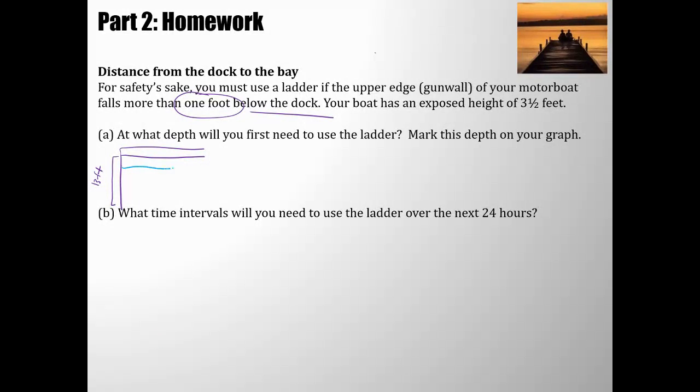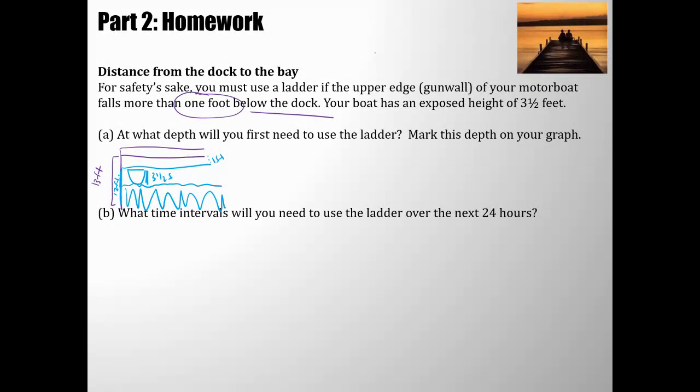So down here, this distance, that blue distance, is 12. This little thing in here, that's 1 foot. So the top of the boat has to reach that, the upper edge. And I'm going to attempt to draw my boat. Right, and the part of my boat that's exposed from the water is 3.5 feet. So what's the height of the water down here? Anything below that, I would need a ladder for.